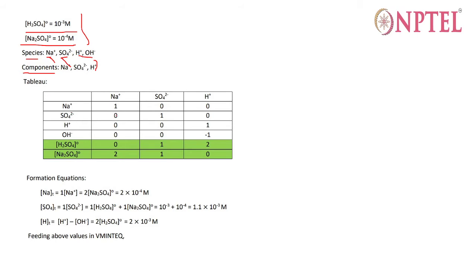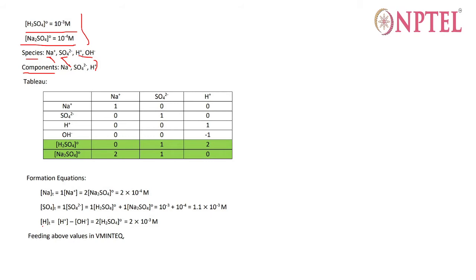So SO4 2 minus is not required for Na plus, H plus not required, OH minus not required, H2SO4 not required. But in case of Na2SO4, we are getting 2 Na plus. This is very interesting, right? In case of SO4 2 minus, I'll write in the similar fashion: 0, 0, and this will be 1. From H2SO4 I will get 1 and from Na2SO4 I will get 1 SO4 2 minus. In case of H plus, this is 0, 0, 1, and this is minus 1, because H plus minus OH minus will give you the total H plus. So this is the equation, that's why I'm writing minus 1.